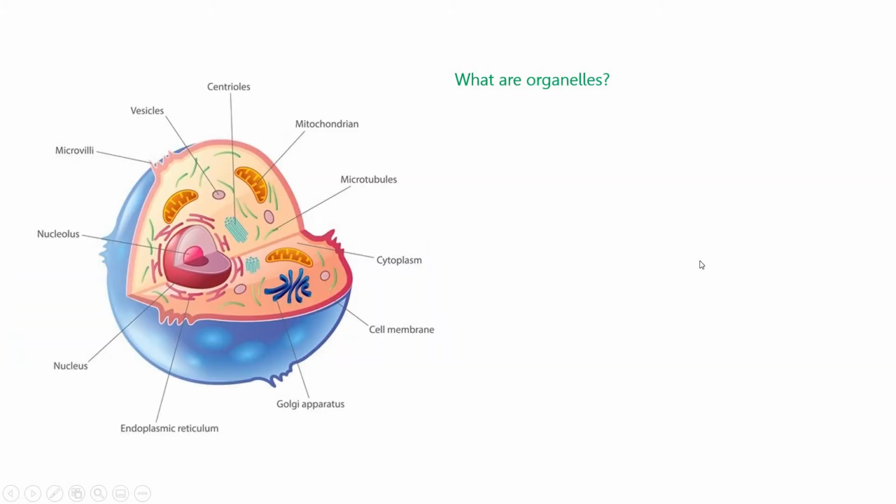Okay, so an organism is comprised of organ systems. Say a human is comprised of different organ systems, including the integumentary system, the respiratory system, the circulatory system, among others. And the organ systems are comprised of organs.